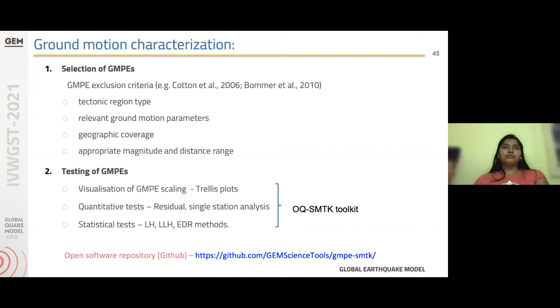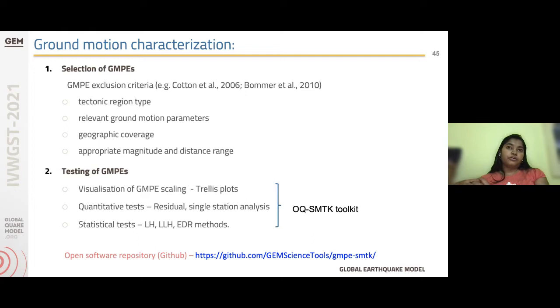So that is why we should always keep in mind, whenever we are choosing a GMP, the applicable ranges of the explanatory variables. So this is the initial selection criteria. And the next is about the testing of the GMPs. After having selected a set of GMPs, we go for further testing of them and try to check whether these GMPs are actually able to capture the tectonic characteristics of the region.